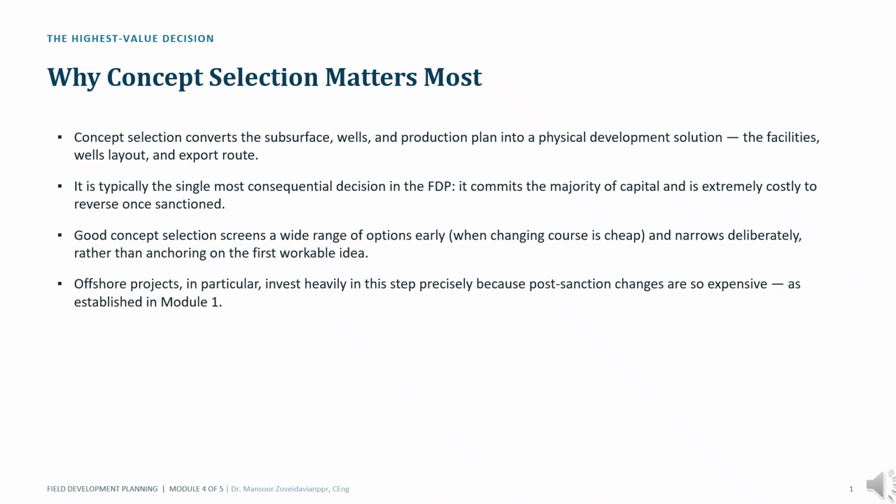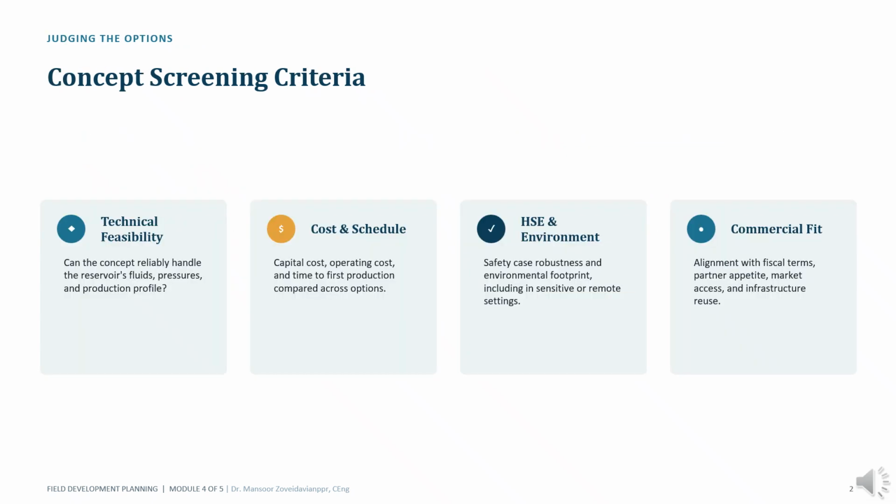The best teams avoid becoming attached to the first workable option. Instead, they generate multiple concepts, screen them systematically, and progressively narrow the alternatives. Remember the stage gate framework from Module 1. Concept selection is the central objective of the select phase and one of the most critical decision points in the entire project lifecycle. When comparing development concepts, 4 broad criteria are normally evaluated.